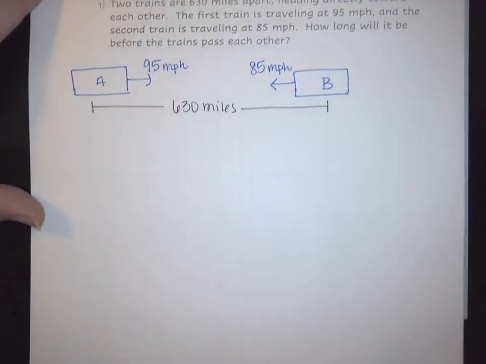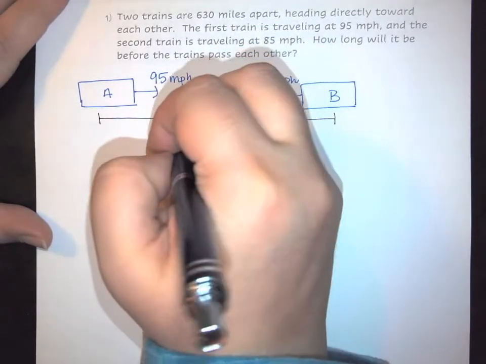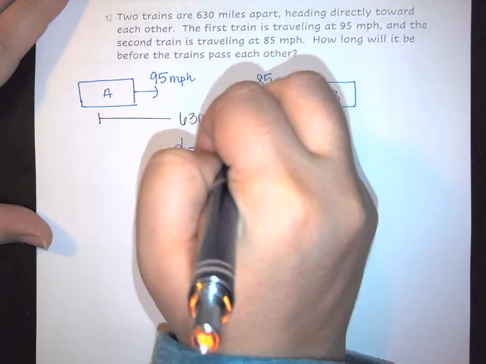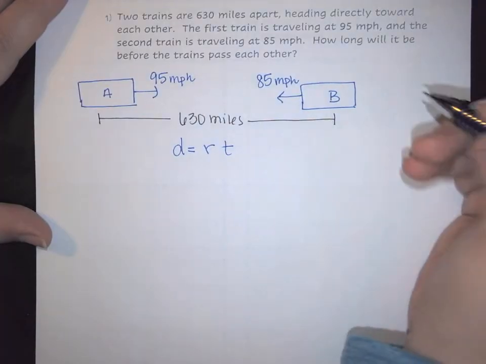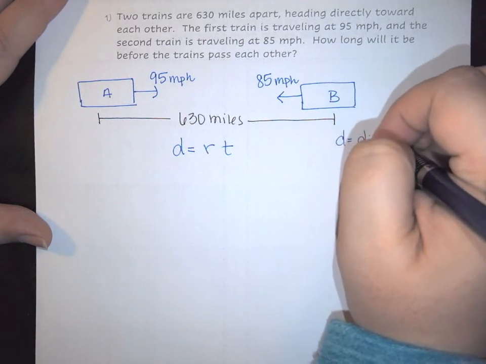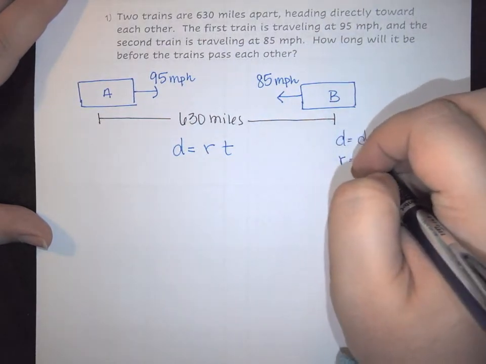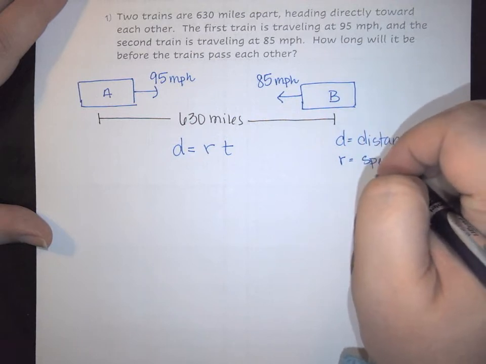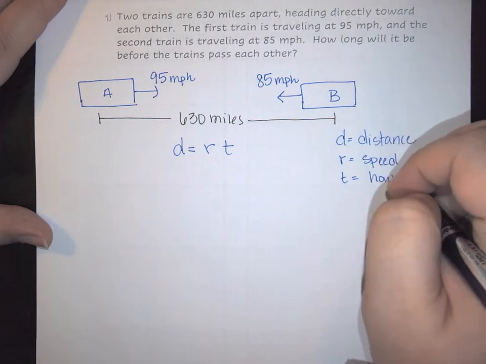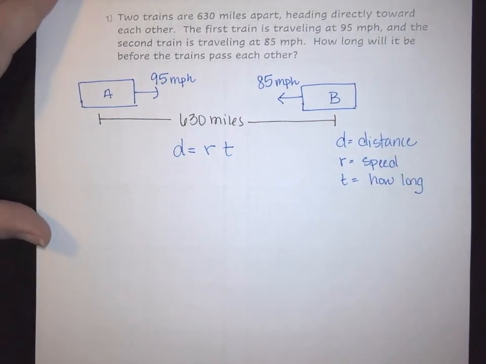So with that, there is one very important formula that we have to be able to use, and that is going to be your distance equals rate times time. So here again, your D is your distance, your rate is going to be the speed, and your time is going to be how long. So minutes, hours, that kind of thing.